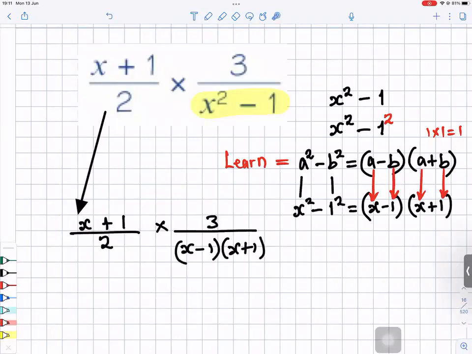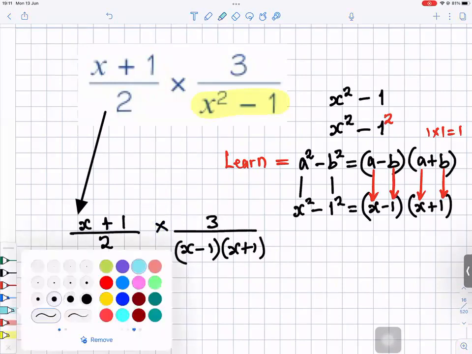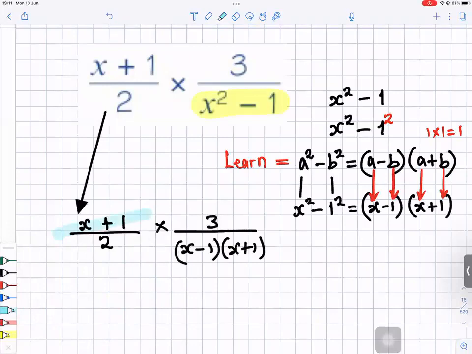Now, when you look in the numerator, there's x plus 1. You look at the denominator, there's x plus 1. And this works because there's a times there. If it was a plus there, you cannot do it. If it was a minus, you cannot cancel it out. Because it's a times, we can cancel it out.